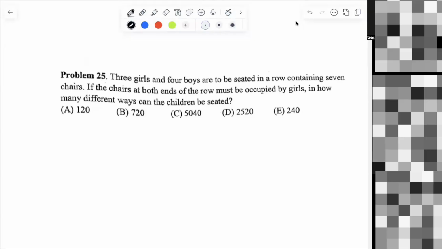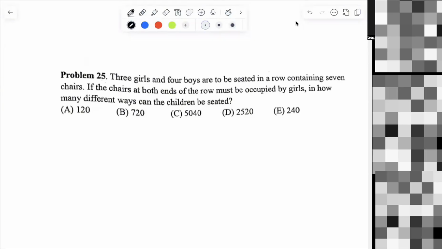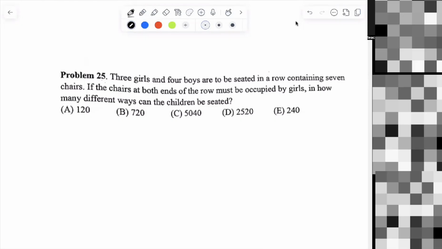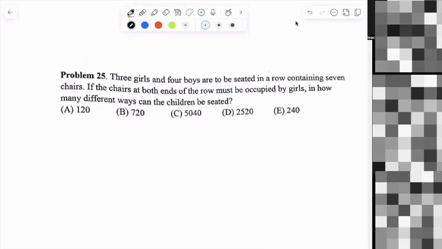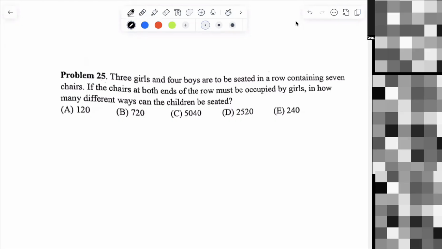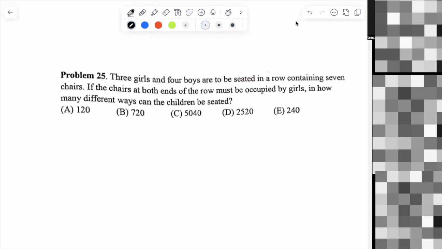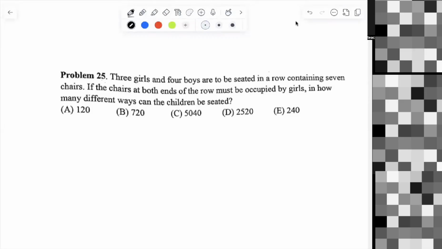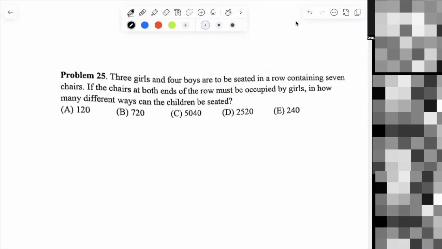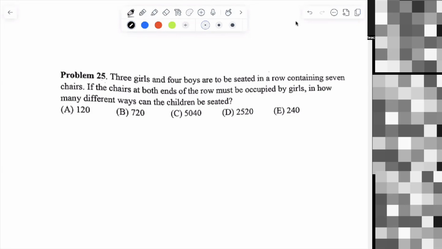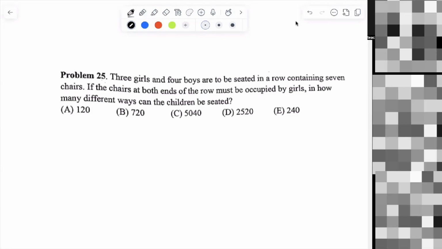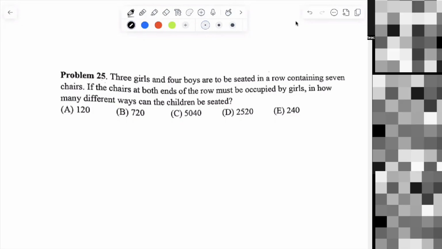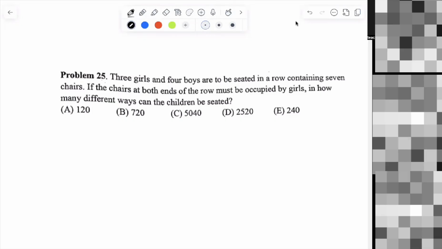3 girls and 4 boys are to be seated in a row containing 7 chairs. The chairs at both ends of the row must be occupied by girls. How many different ways can they be seated? Notice that people are distinct, alright? We're not going to say there's a Bob here and there's another Bob and they're the exact same thing. We're going to have probably a girl, Charlie, Alexis, and someone else, probably Brittany. These are distinct people. Alright? So now we know that every person is distinct in this ordering.